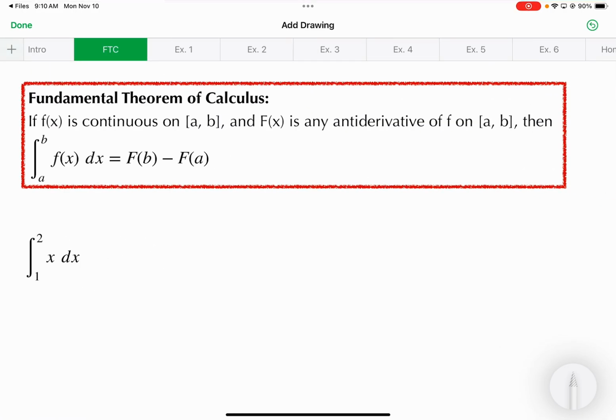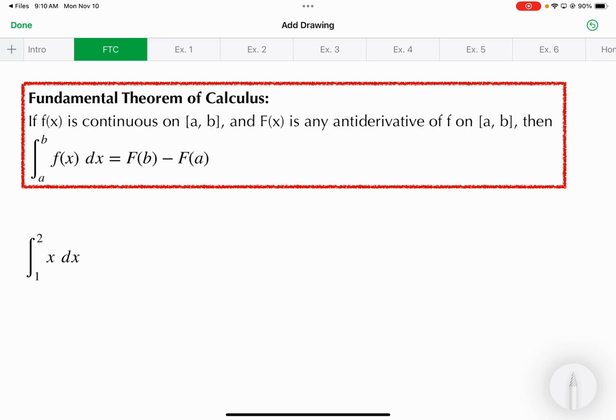All right, and it says this. If your function's continuous on a closed interval, and if capital F of x is any antiderivative of f on the closed interval from a to b, then the integral from a to b of f of x dx is equal to capital F of b minus capital F of a, which says this. You find your antiderivative, and then you plug in your limits and take the difference between the two. So you plug in your top limit, and then you subtract off what you get when you plug in your bottom limit into your antiderivative.